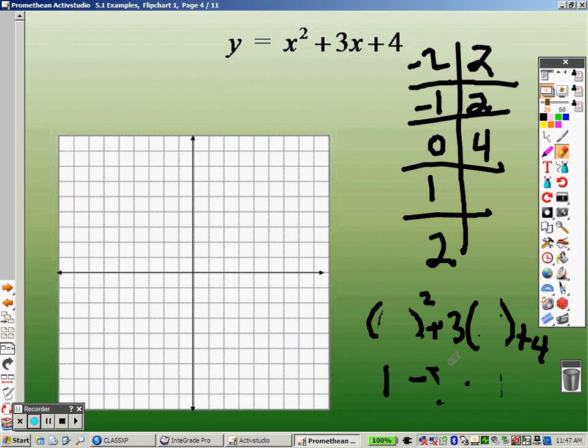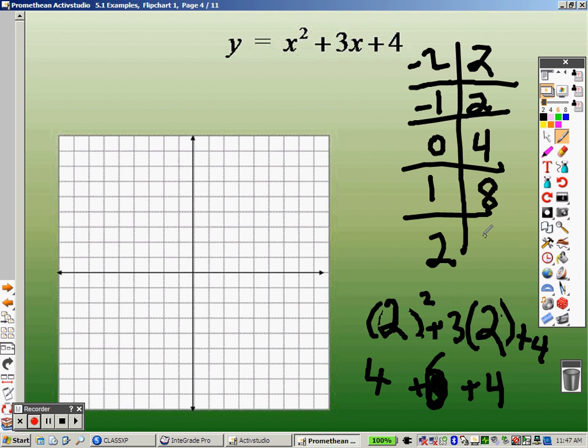If I plug in a 1, I get 1 squared plus 3 times 1 plus 4, so that's 1 plus 3 plus 4. Well, 1 plus 3 is 4, 4 plus 4 is 8. And then I've got to plug in a 2. 2 squared is 4, 3 times 2 becomes 6. So 4 plus 4 is 8, plus 6 is 14.